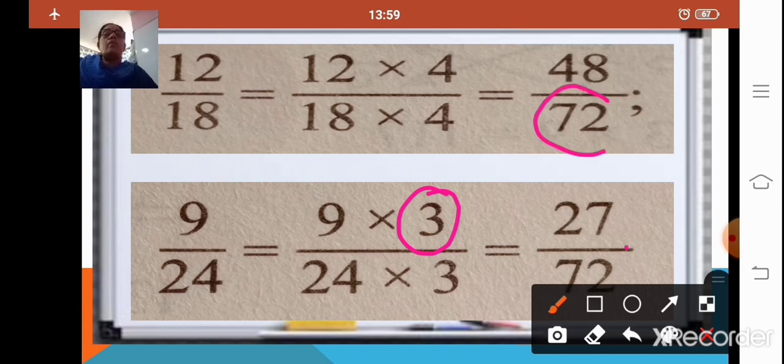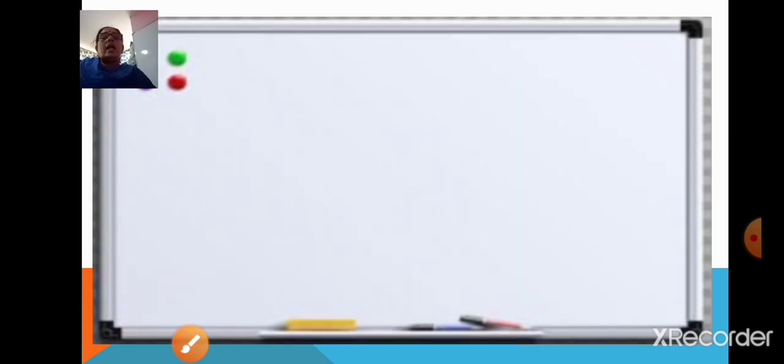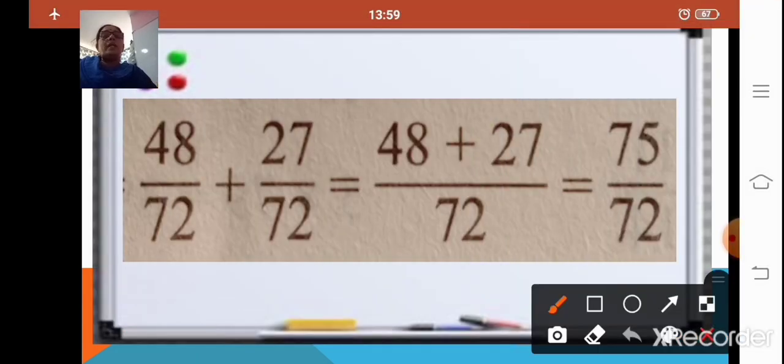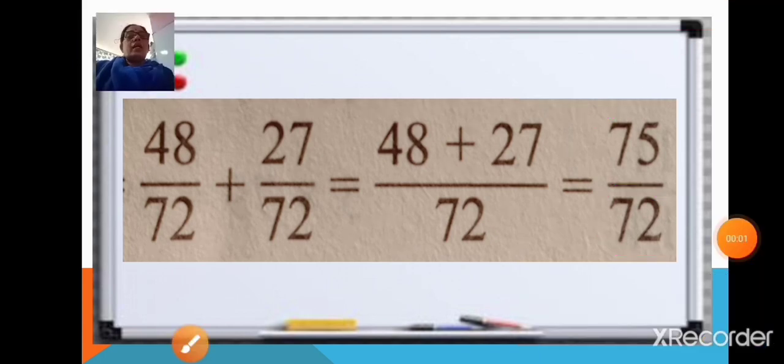Now here both the denominators are same. Now what you have to do? You can easily add the numerators. So when you add your numerator, you will get the answer as 48 upon 72 plus 27 upon 72, that is equal to 75 upon 72. Now can you tell me what is the next step? That is, after you have found the sum, you have to reduce the sum to the lowest term.